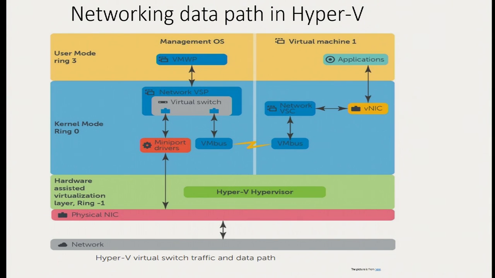So compared with the native case, we can see a big problem in this architecture: the long I/O path and the inefficiency. This will cause a lot of problems, and I will address them in my slides.